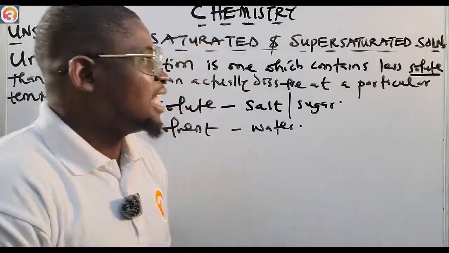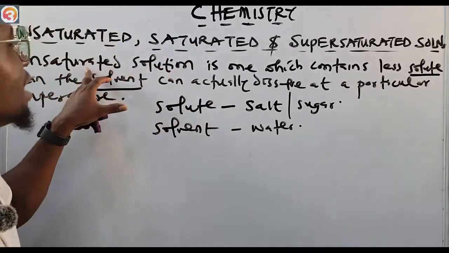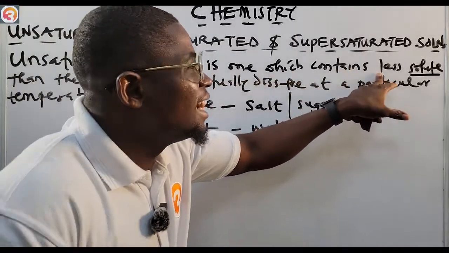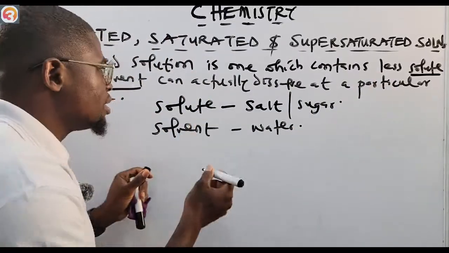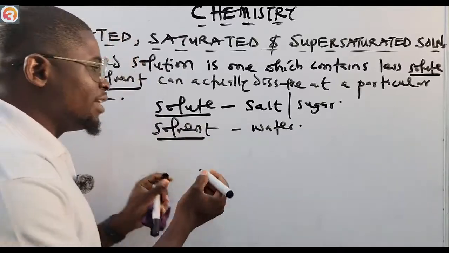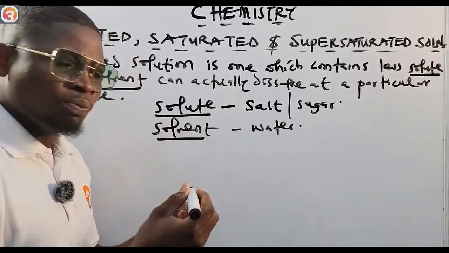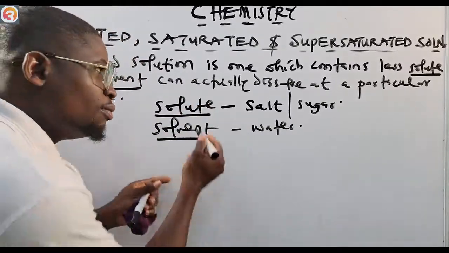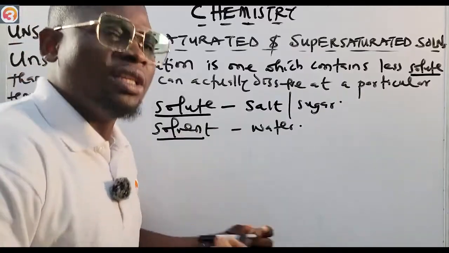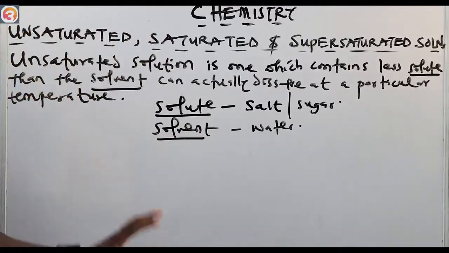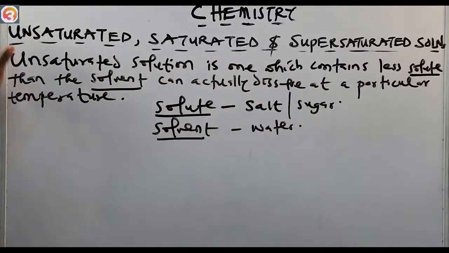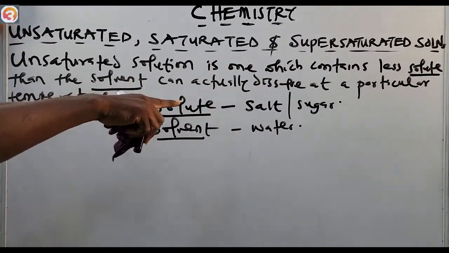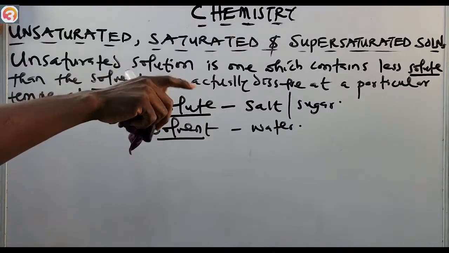That's why we say that an unsaturated solution is one which contains less solute. The solute small. Okay, let me speak pidgin. The solute now, it is smaller than the solvent. Solvent many, solute small. That means we can still add more solute to the solvent so that it will dissolve them. You get? So that is what an unsaturated solution is. It is one which contains less solute than the solvent can actually dissolve at a particular temperature.